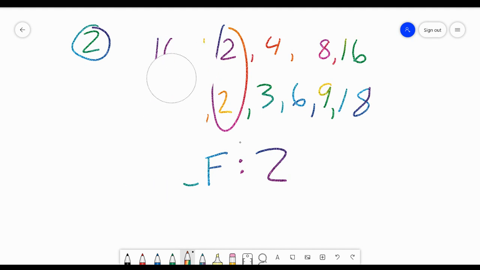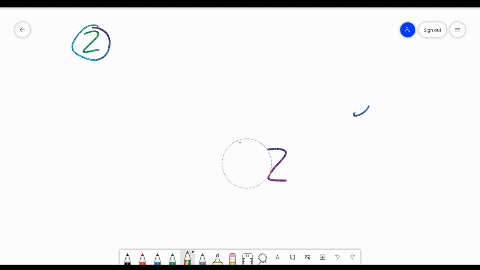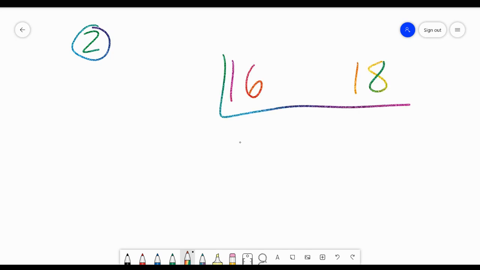So let's do it another way. Remember I said I was going to do it both ways. So let's do the L method. So we'll get a 16. We'll get an 18. Let's see. Well, they're both even numbers. So when in doubt, even numbers divide by 2. 16 divided by 2 is 8. 18 divided by 2 is 9.